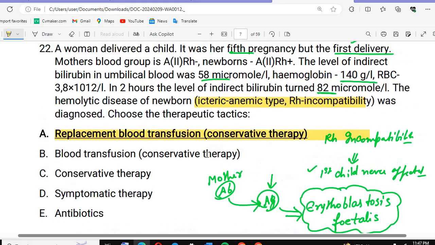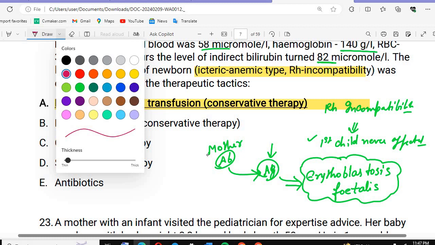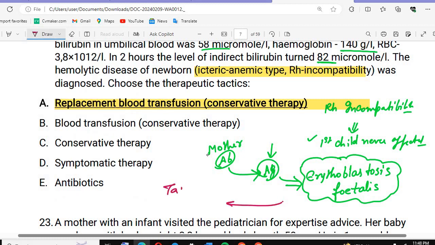I hope this is clear. In any incompatibility, the first tactic we need to do is the blood replacement. The tactic we do is the blood replacement.